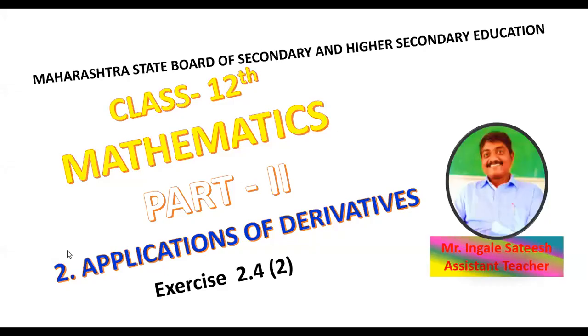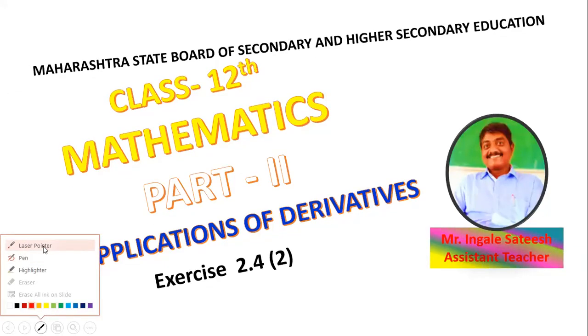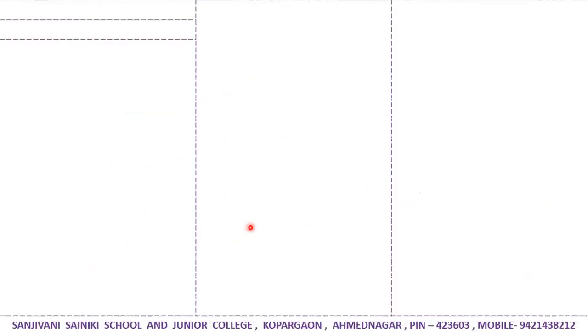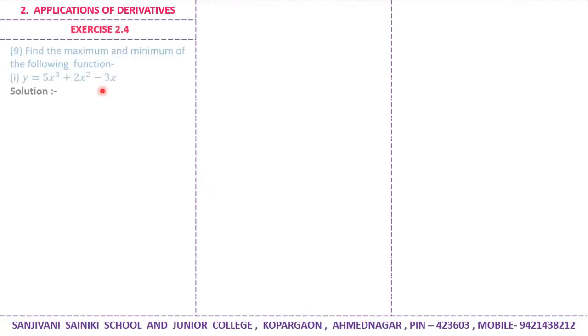So let us start the examples on maxima and minima. That is exercise 2.4, the second lecture. In that, the problem is find the maximum and minimum for the following function. And the function is y is equal to 5x cube plus 2x square minus 3x.